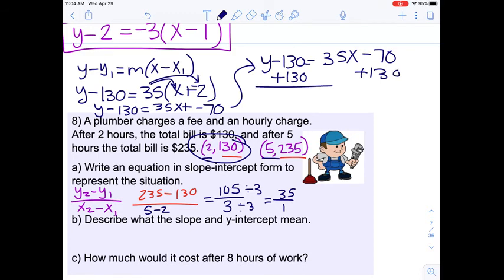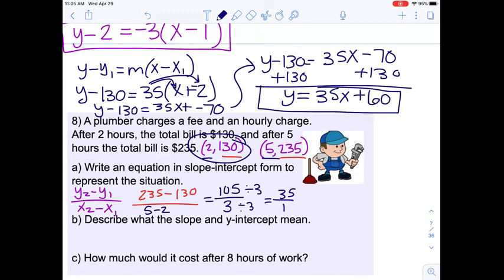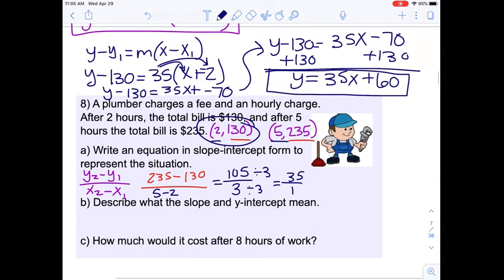Now what I'm going to do is I'm going to add 130 to both sides because I want to get y by itself. And I'm left with y equals 35x. And then I'm going to take negative 70 plus 130, and I'm left with 60. So all we did there was we put what we knew into point-slope form, and then we got y by itself to change that into slope-intercept form.